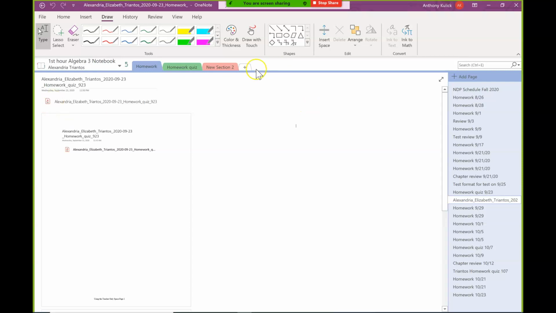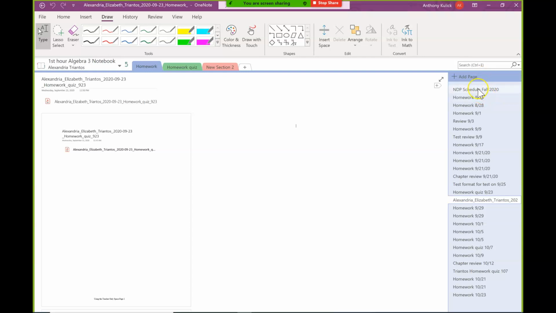Sure. So here's your shared notebook, right? And you have your homework tab up here. But then you have another section that's the student only section, right? So what I want you to do is take all these things that are in the homework tab in that shared section and move them into the student only section.